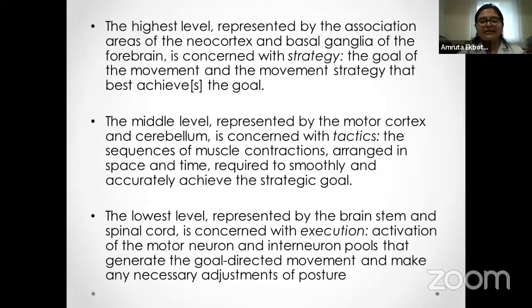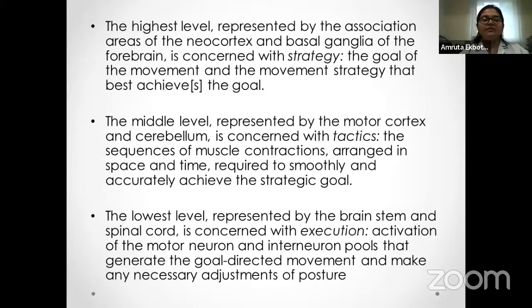So the first level, which is the highest level, is represented by the association areas of neocortex and basal ganglia of the forebrain. It is concerned with strategy. Strategy in the sense of the goal of the movement and the movement strategy that best achieves the goal. So if I want to carry out a certain action, what my goal is behind that action will be determined by the highest level, that is your neocortex and the basal ganglia, right? What movement strategy, what action should be carried out in what joint, that will also be defined by this center.